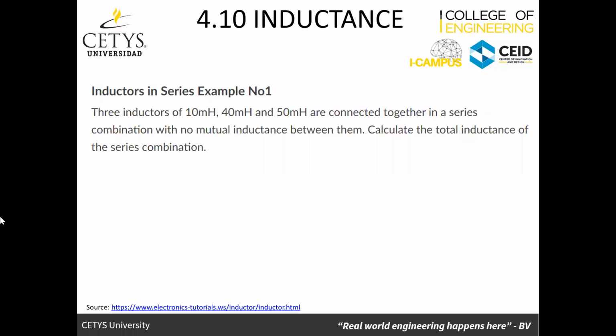Okay, so let's draw this quickly. So we've got 3 inductors, 1, 2, 3, and so the inductors are going to be these little loops, L1, L2, and L3, and so L1 is going to be equal to 10.